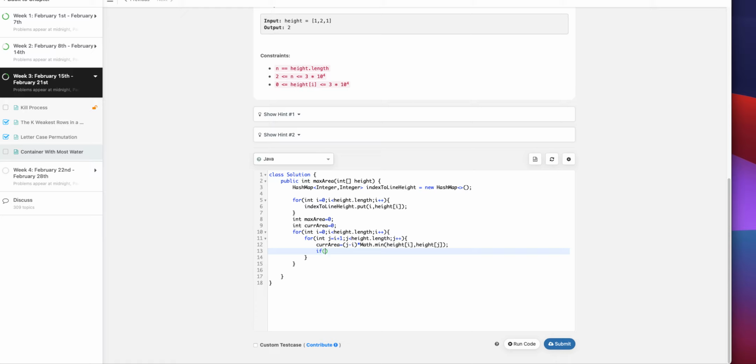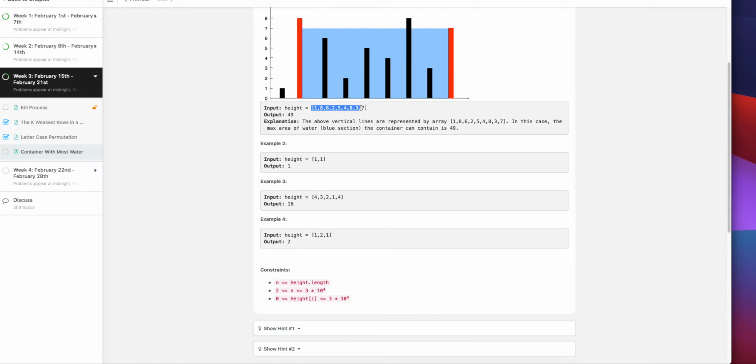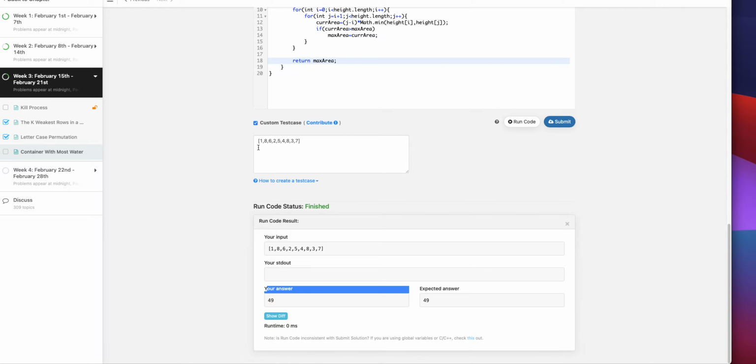We calculate this, and if current area is greater than max area, then max area is equal to current area. Once this is done, we return max area, right? And we can test this for this input, and it should work. It should not cause an issue. So for this one, see, it didn't cause an issue.